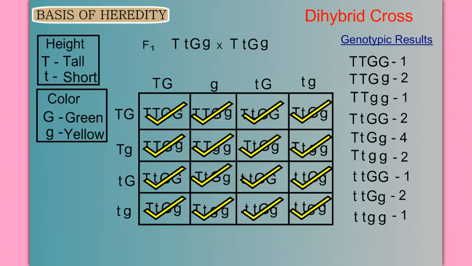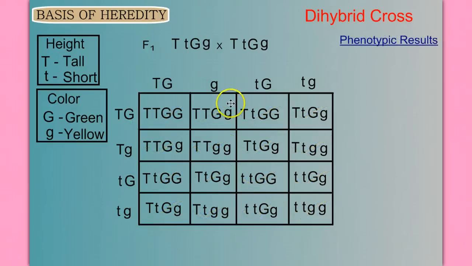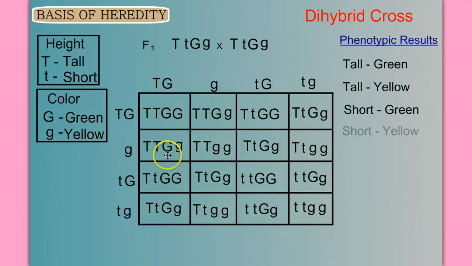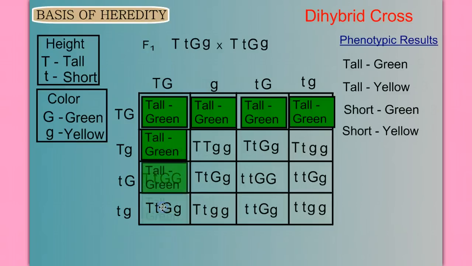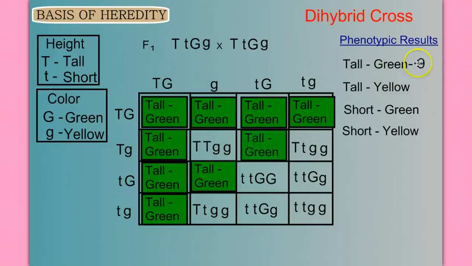Now let's look at the phenotypic results. First, we need to write down all the possible phenotypes. We can have tall and green, and tall and yellow, short and green, and short and yellow. Again, I count and mark off what I find in each box. Tall and green, nine times.